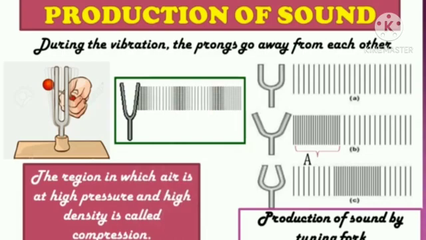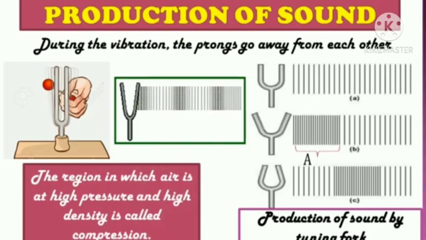Here we will now see figure B. If the stem is kept steady and the prongs are struck, the prongs are set into vibrations. It means that they are set into periodic motion in forward and backward direction. We will see step by step the result of such motion.